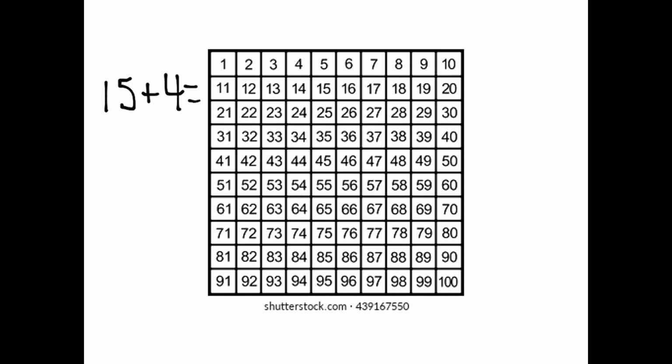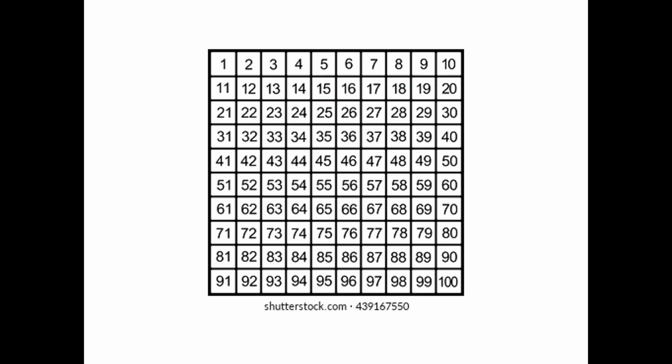We're going to have the students find 15 on their numbers grid. Here's 15. They know now that they have to count up by 4. Let's count. 1, 2, 3, 4. That puts us at 19. The student now learned that 15 plus 4 is 19.